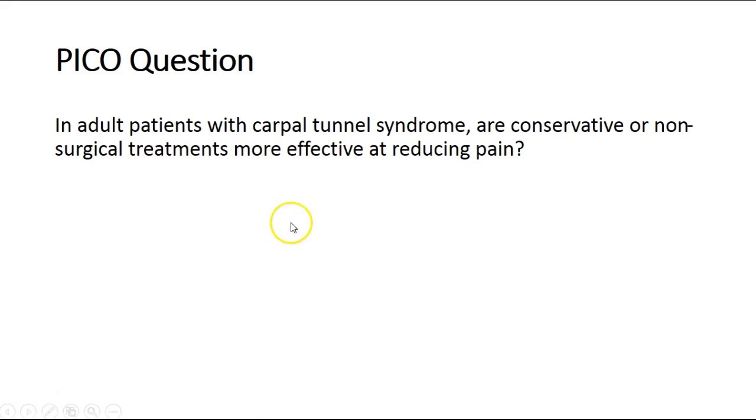Now, an awesome thing about writing the PICO question is you can actually take things out and use them as search terms in your search toolbox. So for example, carpal tunnel syndrome becomes a search term. Conservative or non-surgical treatments becomes a search word. Surgical intervention becomes a search word, and pain obviously becomes a search word.